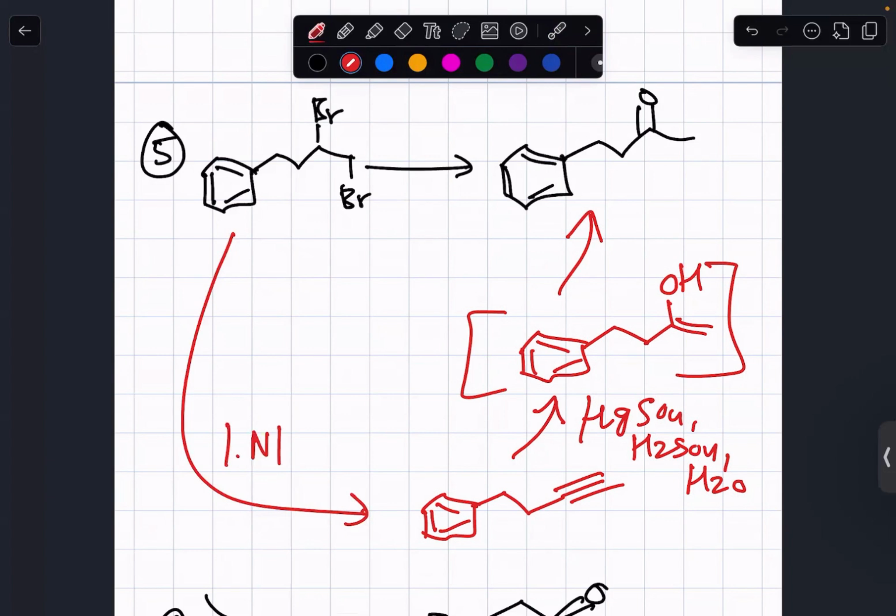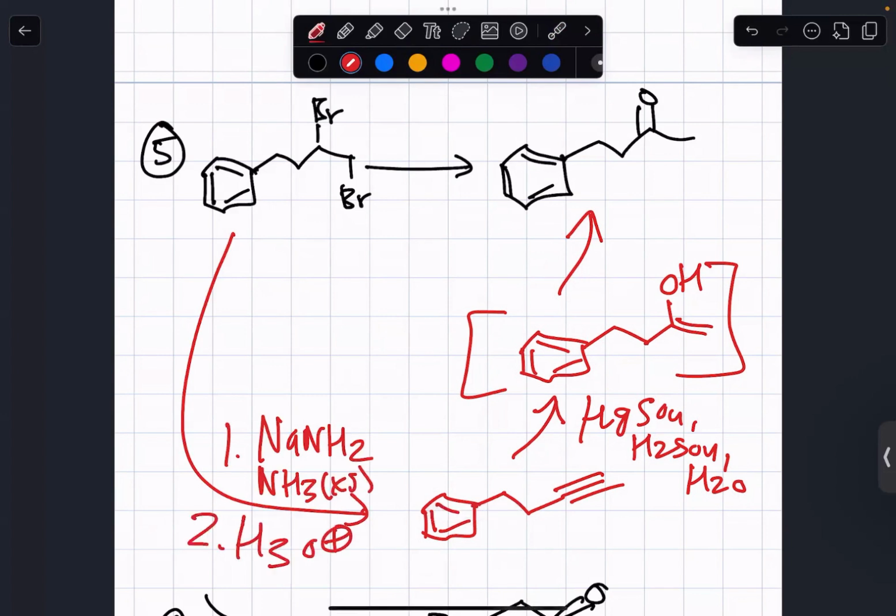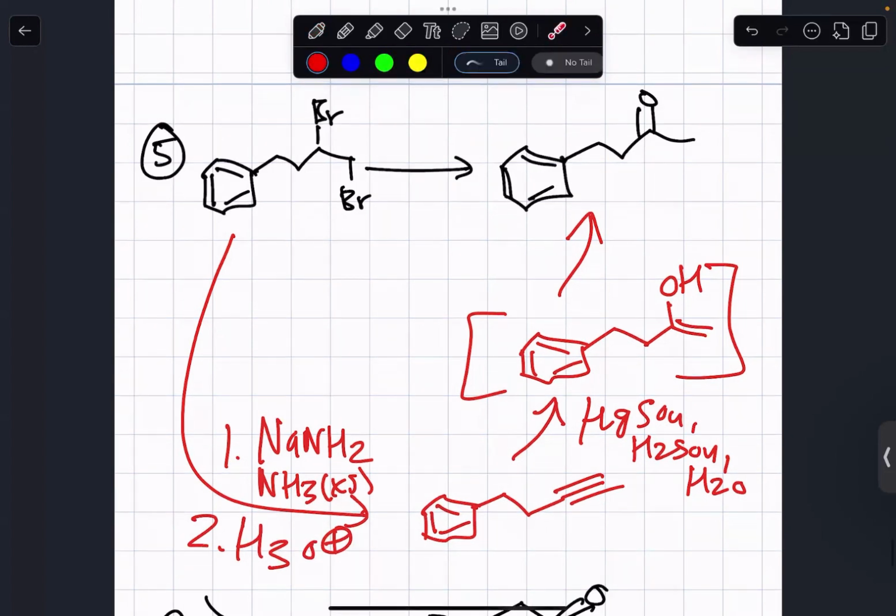First, NH2 minus 2 times, or at least 3 times, right? Let's put excess. And then since we want the neutral one, acid workup, H3O plus. Like that, 3 times. All right.